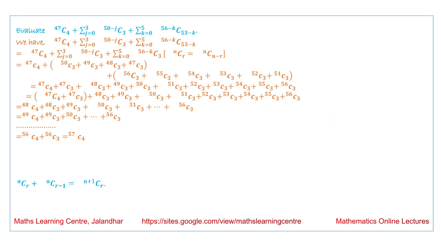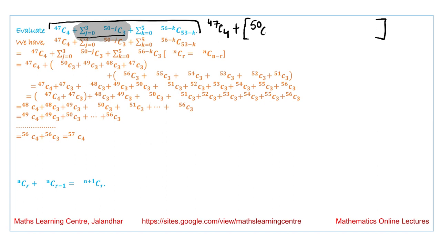Now the next question we have is, we have to evaluate the value of this term. The terms we have over here are 47C4 plus a summation. So if we write the terms corresponding to this summation, we substitute j equal to 0. When we substitute j equal to 0, we get 50C3, then j equal to 1, it is 49C3, then it is 48C3, and when we substitute 3, it is 47C3.